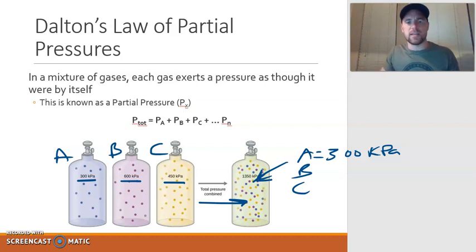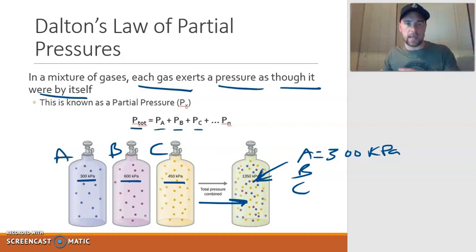That's what that means up here. Each gas exerts a pressure as though it were by itself. So gas A doesn't care that it's now mixed with gas B and gas C. It still exerts its same pressure. It just happens to be now in one container. So you can find the total pressure by just adding up the partial pressures of each individual gas.